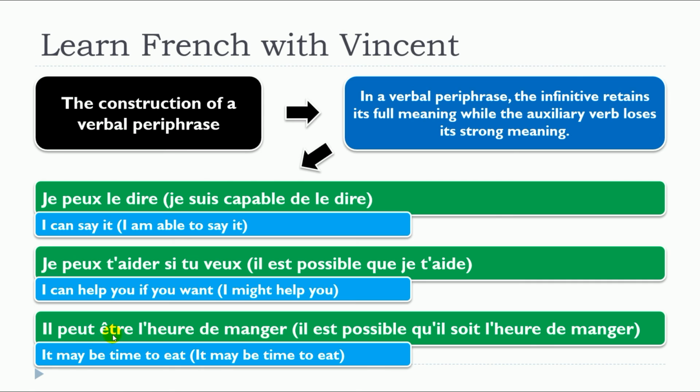Same goes for the third one. Il peut être l'heure de manger. Same thing goes for pouvoir here. It loses its first meaning because it is now il est possible qu'il soit l'heure de manger. So remember that this is quite classic. So the auxiliary verb, and the one that you use in the first place here, je peux, il peut, it will lose its strong first meaning.